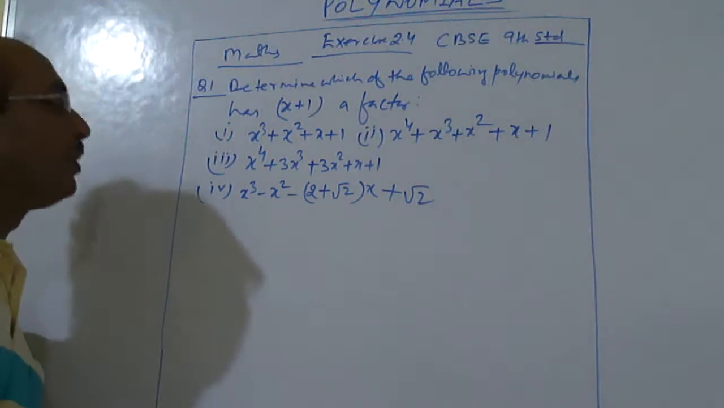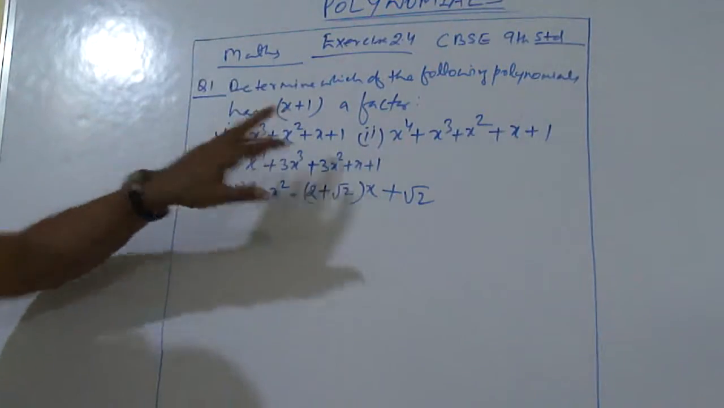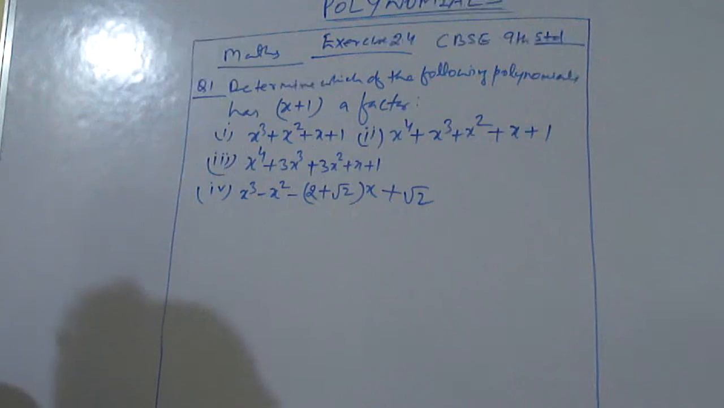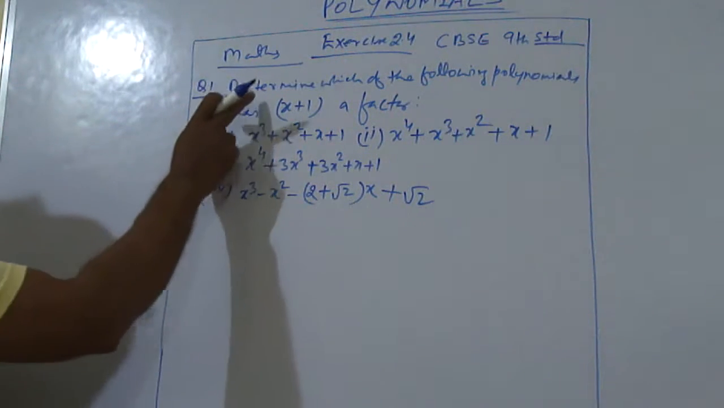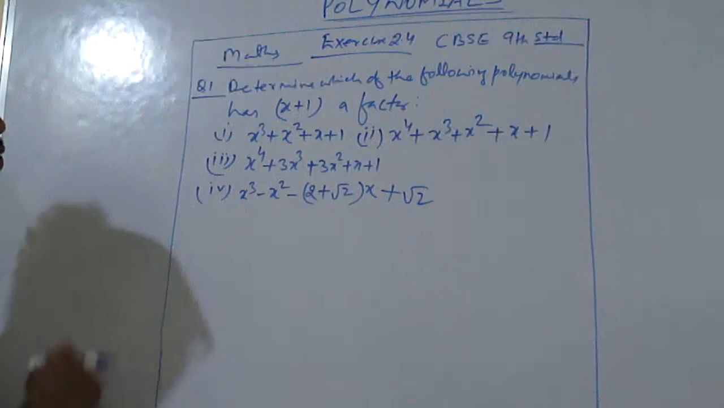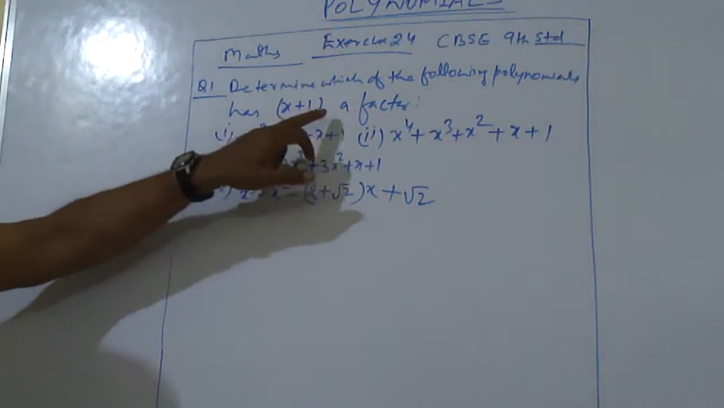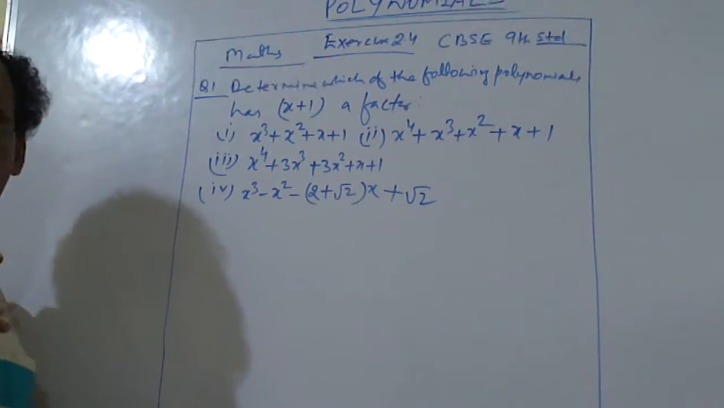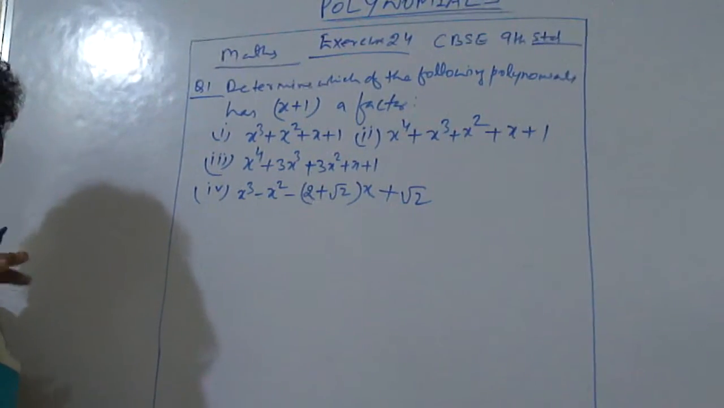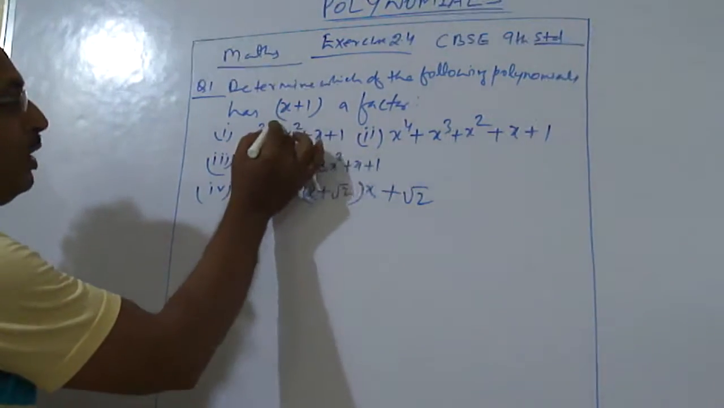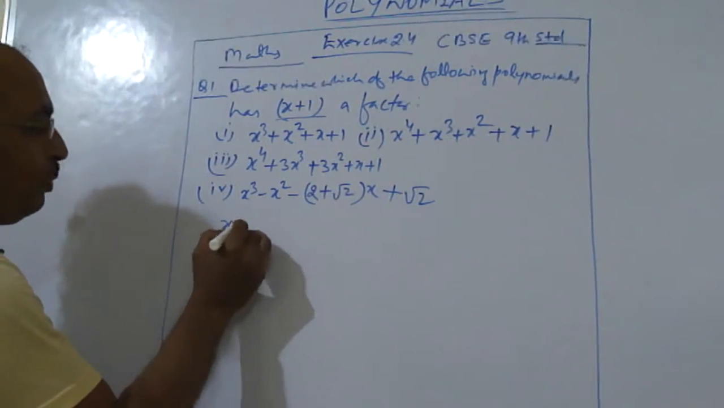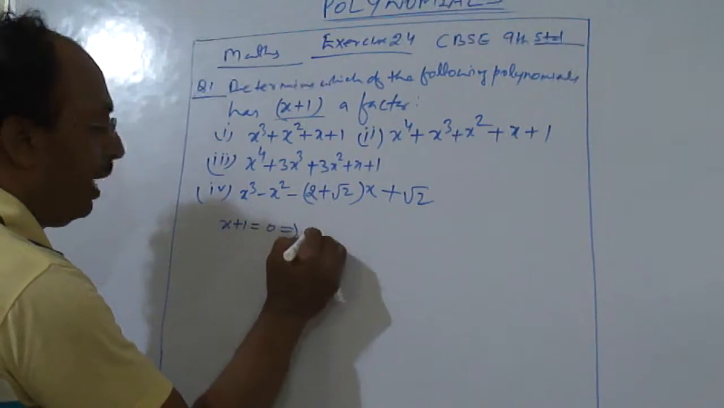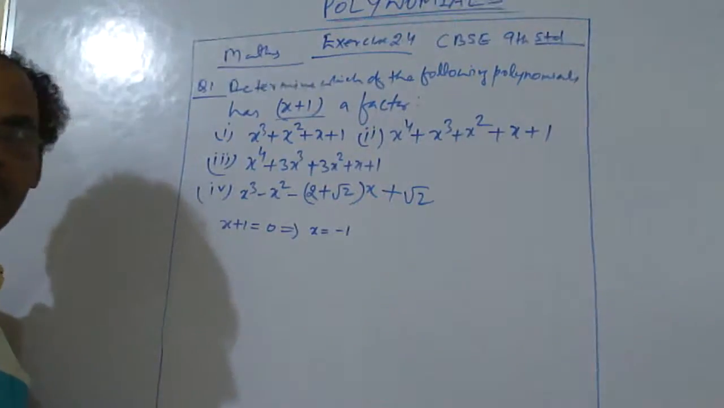Okay, gentlemen. So we will start now exercise 2.4 in the same chapter, polynomials. So now what does the question say? The question is saying: determine which of the following polynomials has x plus 1 as a factor. So we need to find the value of x first, for what we are going to find as a factor. What I told you: just simply put x plus 1 equal to 0 and you will be getting a value x equal to minus 1.